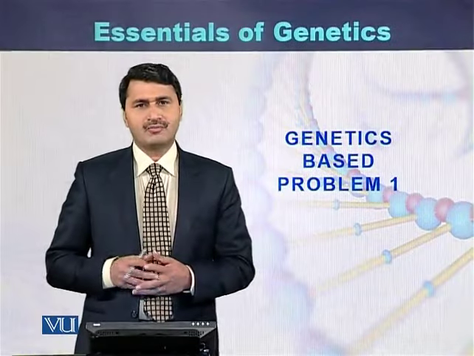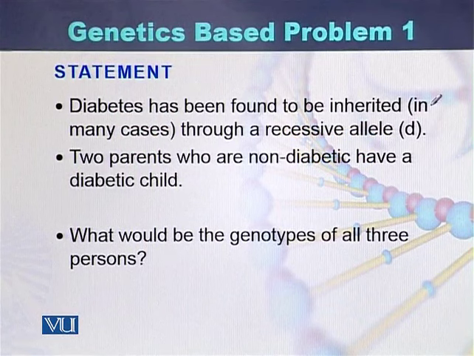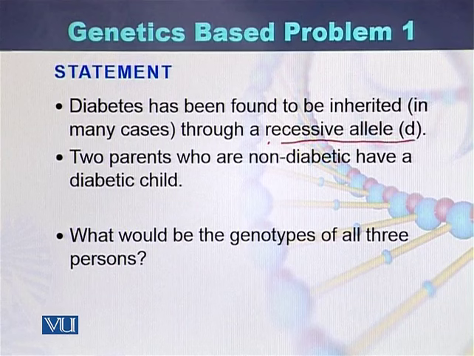Genetics based problem 1. There is a statement about this problem that diabetes has been found to be inherited through a recessive allele. So we have to concentrate that diabetes is inherited through a recessive allele.